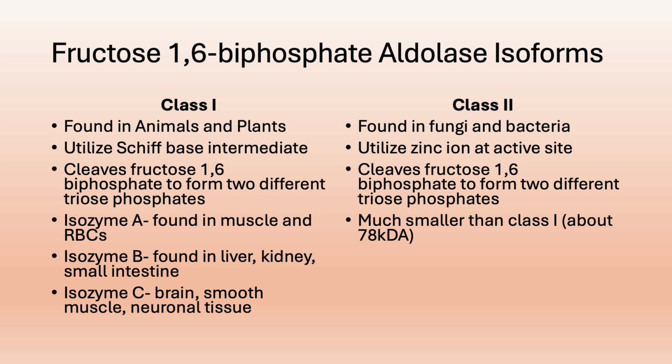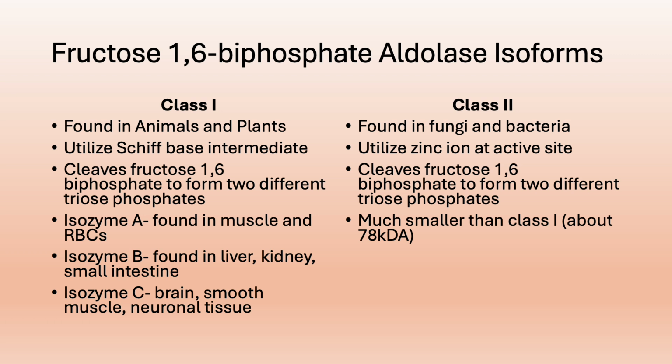There are actually 3 isoforms of class 1 aldolases. So we have isozyme A, which is found in muscles and red blood cells. Isozyme B is found in the liver, kidneys, and small intestines. And isozyme C can be found in smooth muscle tissue as well as in the brain and neuronal tissues. Class 1 aldolases are also nearly twice the size of class 2 aldolases.